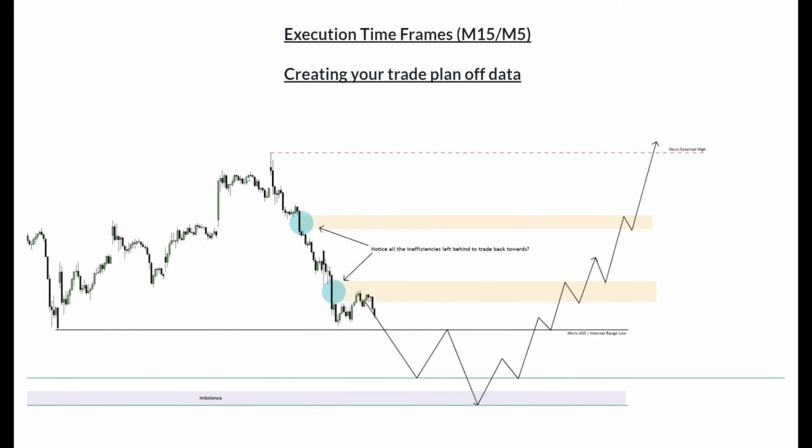And you notice this ended up sweeping too, this micro external. It swept this high right around here, and then it sold off very quickly, but you guys notice the imbalances. Fair value gap here. Fair value gap here, which never filled. And now, right, we have this internal range low.